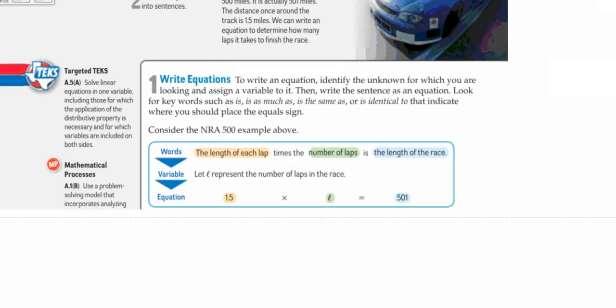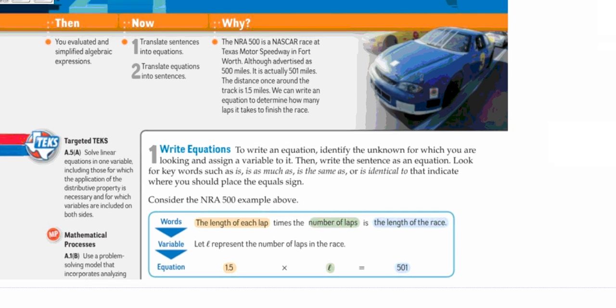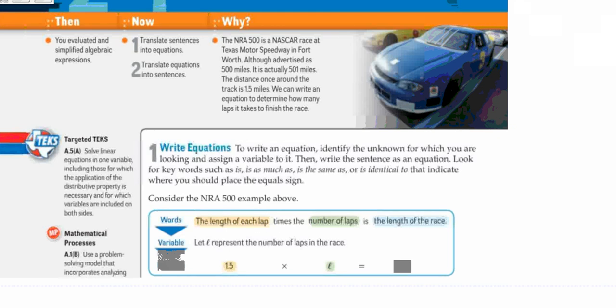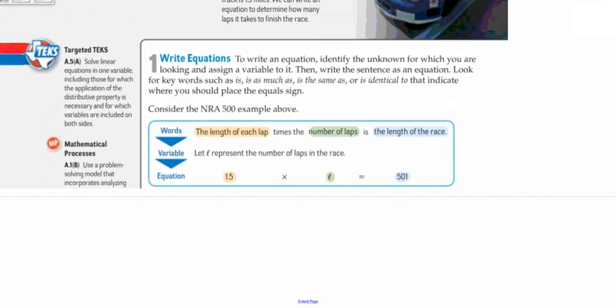Well, the way that they're getting that is from the intro at the top of the book. The NRA 500 is a NASCAR race at the Texas Motor Speedway in Fort Worth. Although advertised as 500 miles, it's actually 501 miles. The distance once around the track is 1.5 miles. So the equation from the textbook shows you 1.5 for every lap is going to equal 501. That's it, just writing the equation.